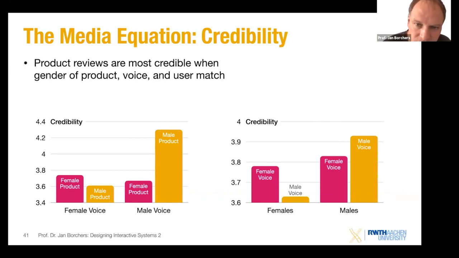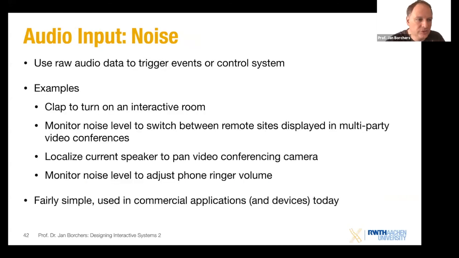And now let's look at audio input. Audio input means that the computer is listening, right? So we're using raw audio data to trigger something or control the system. That's the simplest level, right? If we go back to the level of noise for audio input, then the computer doesn't understand exactly what's going on. We're just using everyday noise. So to clap, to turn on an interactive room, you know, to turn on a light, for example, or to monitor the noise level in this multi-party video conference that we're having here right now, to switch to the right camera, basically.